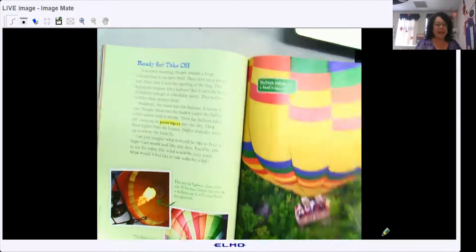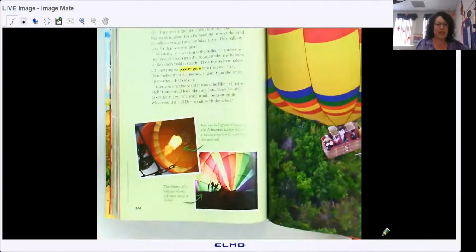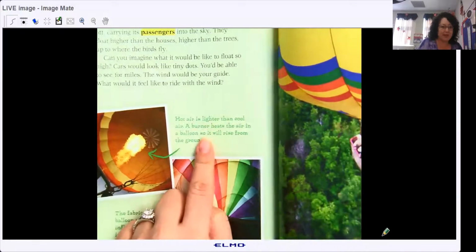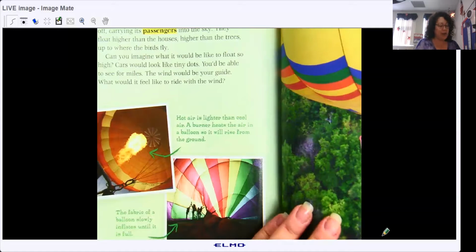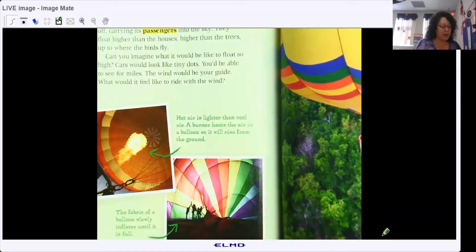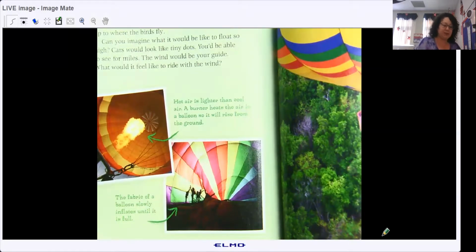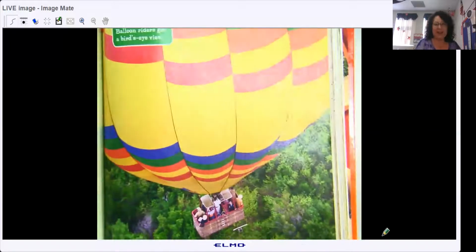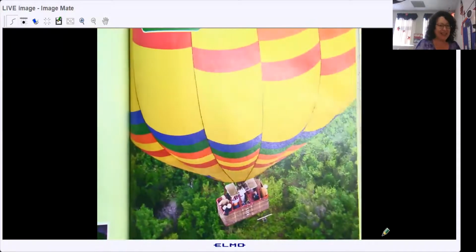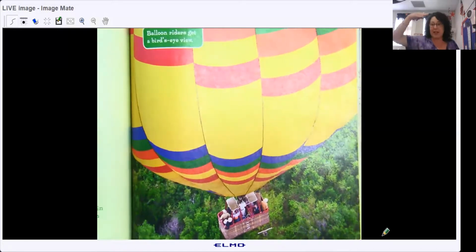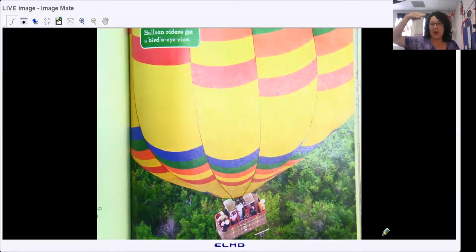All right. So again, any responsible reader, we look at our nonfiction text features first. We have photographs, captions. Hot air is lighter than cool air. A burner heats the air in the balloon so it will rise from the ground. The fabric of a balloon slowly inflates, that means get bigger, like inflating a ball, until it is full. Oh, scary. I don't know if I would go on one though. Balloon riders get a bird's eye view. They call it a bird's eye because they're above, and so they can see everything below it, just like a bird.